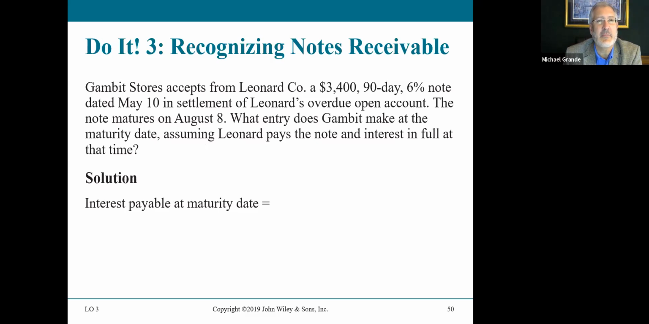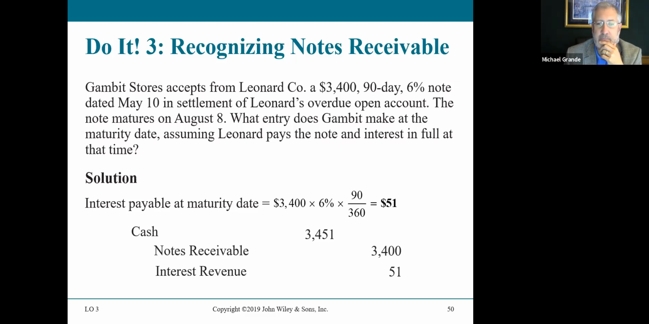Gambit Stores accepts from Leonard a $3,400 90-day 6% note dated May 10th in settlement of Leonard's overdue open account. The note matures on August 8th. What entry does Gambit make at the maturity date, assuming Leonard pays the note and interest in full at that time? How much interest were they entitled to, right? $3,400 times 6% a year. It was outstanding for 90 days of the 360 days. They're entitled to 51 days worth of interest.